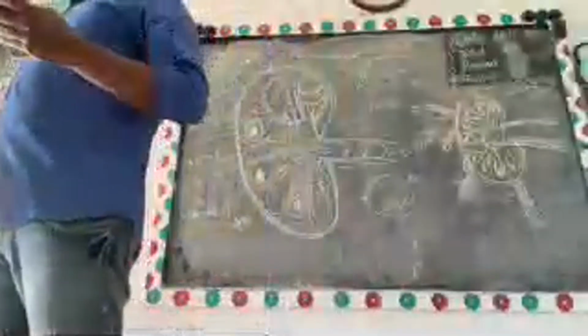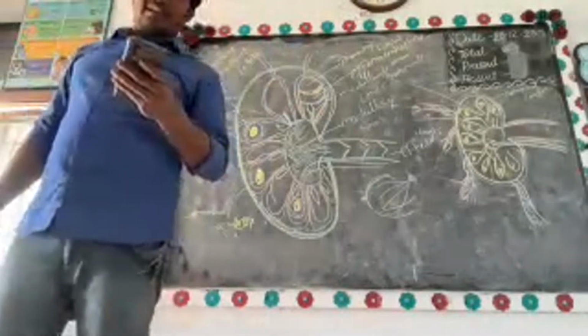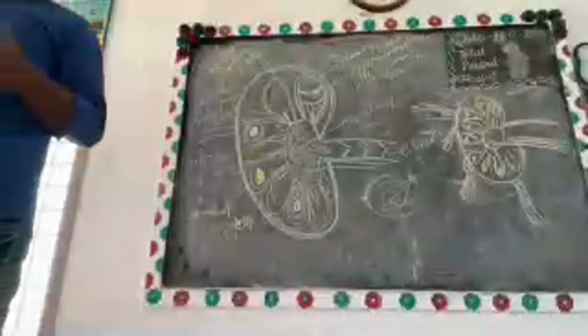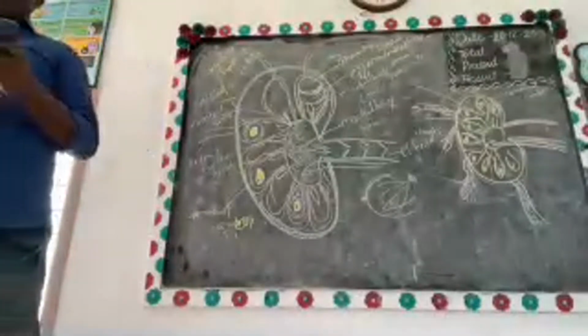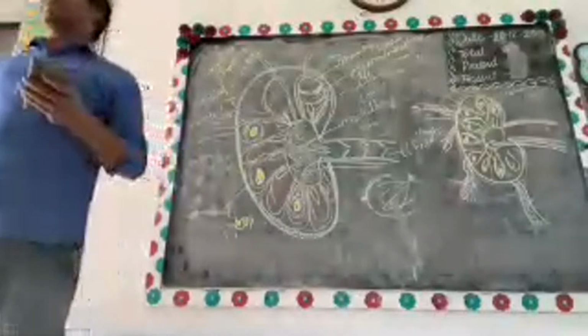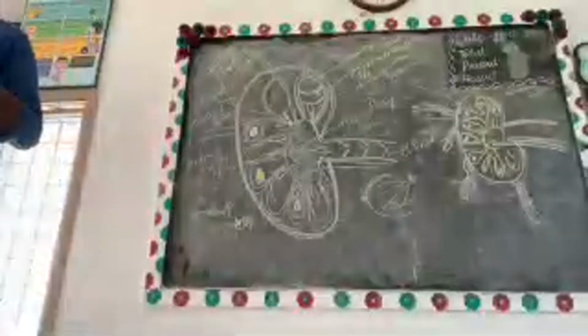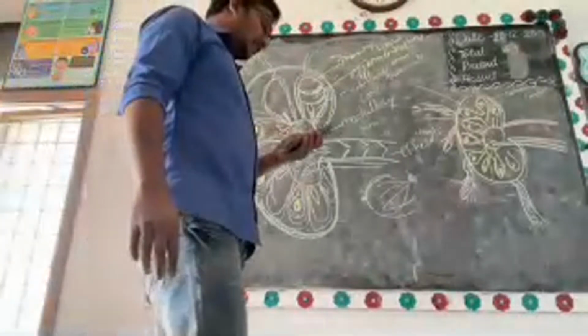So this is about your lymph node. Now we'll discuss the spleen. When I was discussing organs, I told you there are primary lymphatic organs and secondary lymphatic organs. First I discussed the secondary lymphatic organ, the lymph node. Now I'm discussing the spleen.